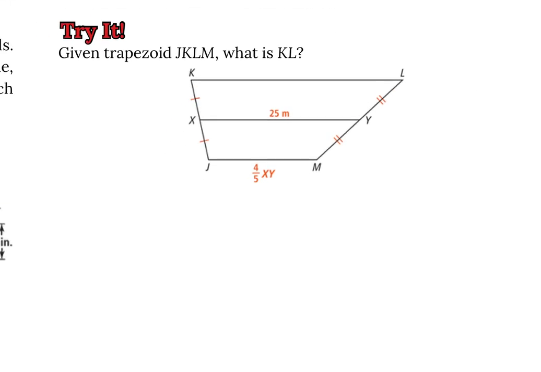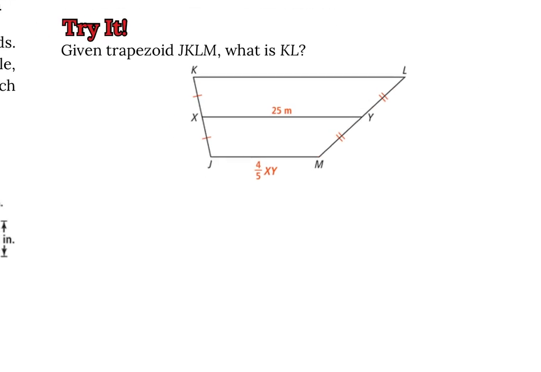All right, our try it. Given trapezoid JKLM, what is KL? On this one, we have one of our bases, but we don't have the other base. But they told us what the mid-segment is. They're telling us our mid-segment is 25. We would normally take half of our 2 bases added together. Well, we know one of our bases is 4/5 XY, which XY is 25, so I'll plug that in. And then our other base is KL.